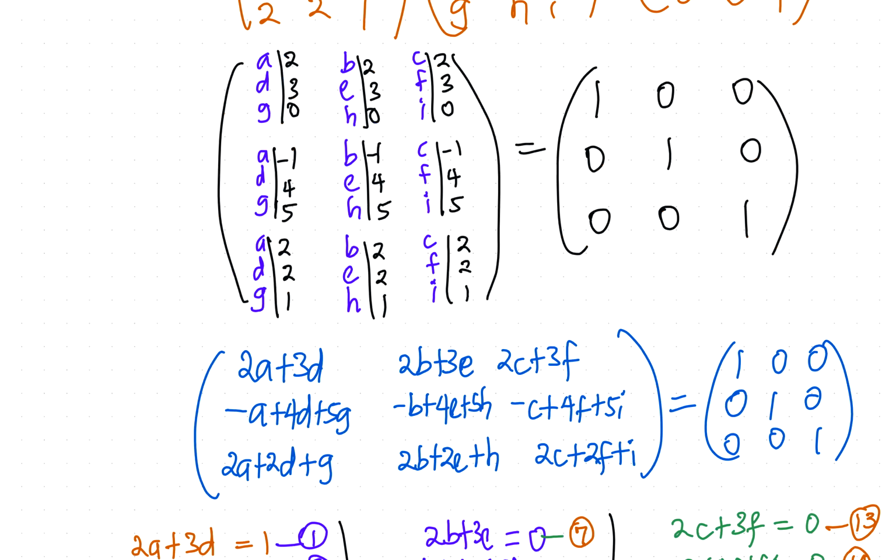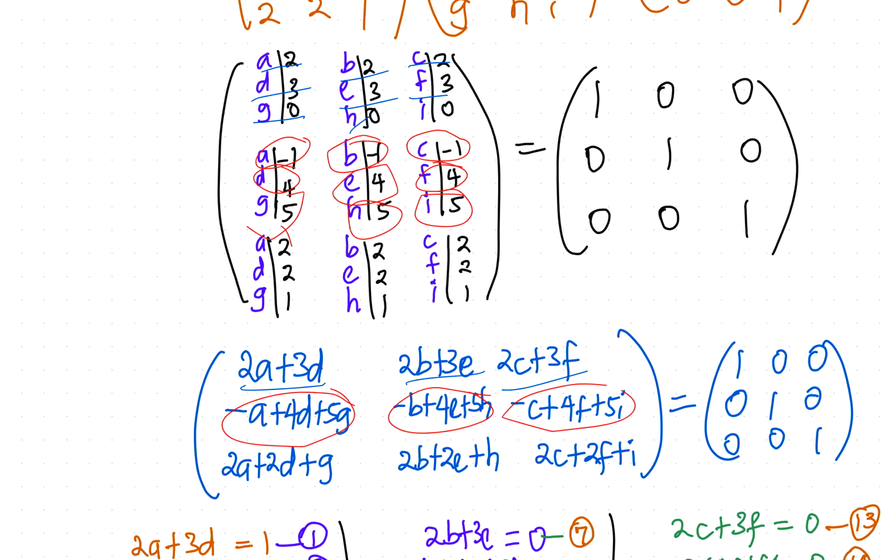Okay, so now what you have to do is establish the equations. So you have 2a plus 3d plus 0, that's just 2a plus 3d. Same here, 2b plus 3e, then 2c plus 3f. Then you also have here minus a plus 4d plus 5g, then minus b plus 4e plus 5h, then minus c plus 4f plus 5i. Then 2a plus 2d plus g, 2b plus 2e plus h, 2c plus 2f plus i. And then all that is equal to 1 0 0, 0 1 0, 0 0 1.